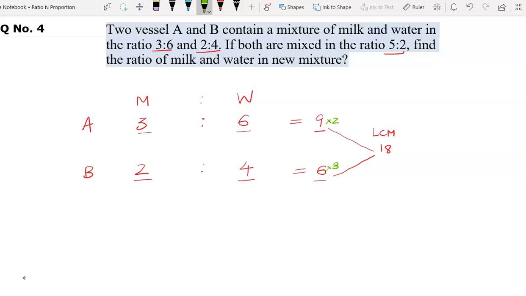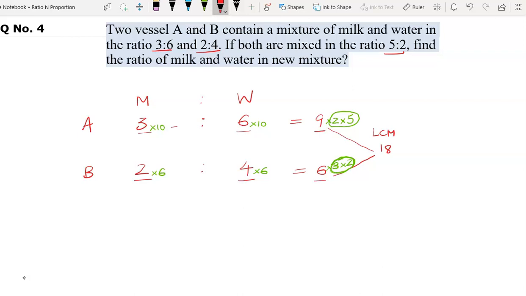But in this question, it's given that they are mixed in the ratio 5:2. So A is in the ratio of 5 and B is in the ratio of 2. So what we will do, we will multiply this by 5 and this by 2. So here we have 2 into 5 is 10. And here we have 2 into 3 is 6. So here we have 10, so we will multiply this by 10 and this also by 10. Here we have 6, 2 into 3 is 6. So we will multiply this by 6 and this by 6.